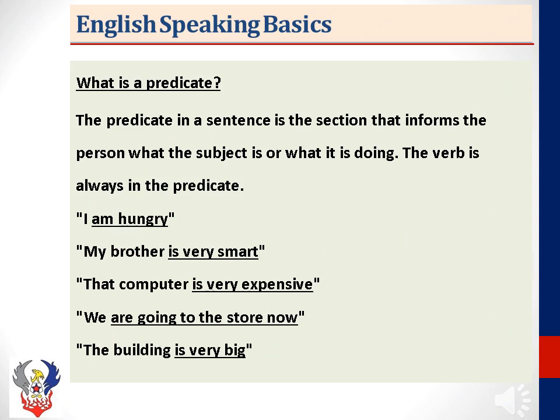What is a predicate? The predicate in a sentence is the section that informs the person what the subject is or what it is doing. It is a phrase that contains the verb. The verb is always in the predicate. The predicate is underlined in the following sentences. I am hungry. My brother is very smart. That computer is very expensive. We are going to the store now. The building is very big.